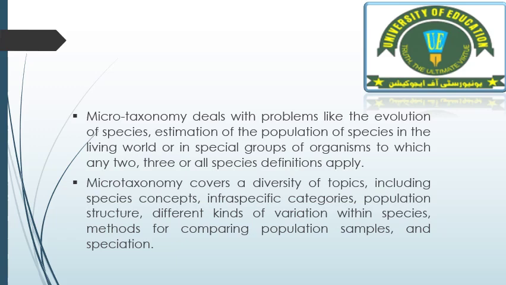Microtaxonomy covers a diversity of topics including species concept, intraspecific categories, population structure, different kinds of variation within species, methods for comparing population samples, and speciation. These are some topics which are discussed in microtaxonomy, and these all are related to the species, not any other taxonomy category. So it shows that microtaxonomy deals only with species. Microtaxonomy deals with everything that is related to the species.